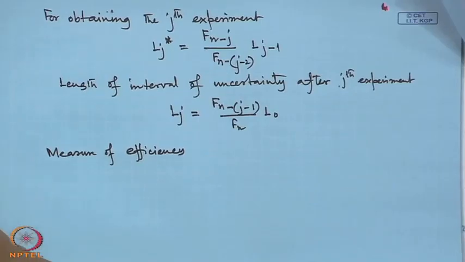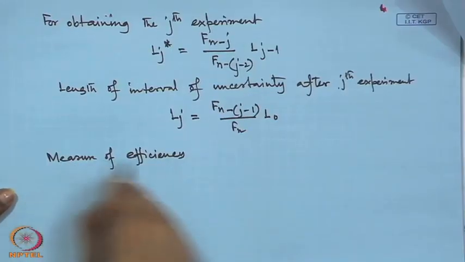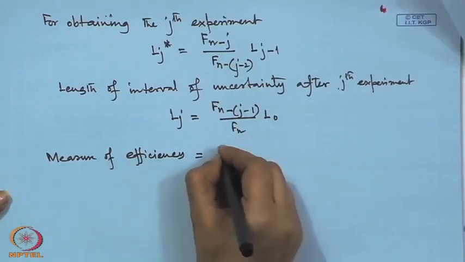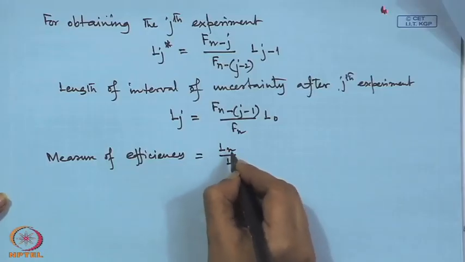For every method there is a measure for efficiency. Another name is the reduction ratio, through which we can judge the efficiency of the elimination process, and I will discuss more on this. But here I just want to tell you the measure of efficiency or the reduction ratio can be defined as ln divided by L0, where ln is the length of the interval of uncertainty after the nth experiment, and L naught is the initial interval of uncertainty.